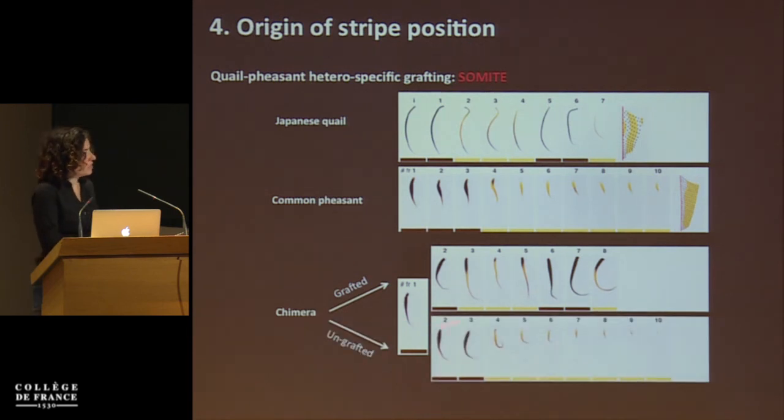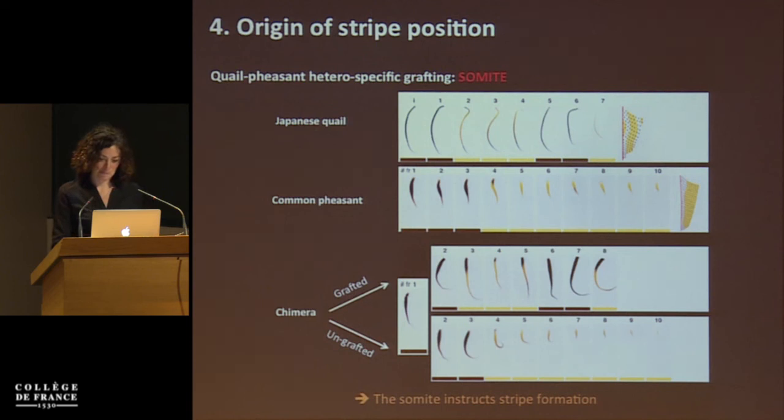Whereas on the ungrafted side, we still had the same color pattern as in the host. So on the grafted side, we recapitulated with this grafting the color pattern seen in the donor, showing that the somite instructs the formation of the striped pattern.